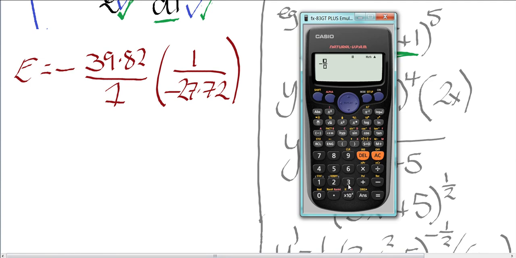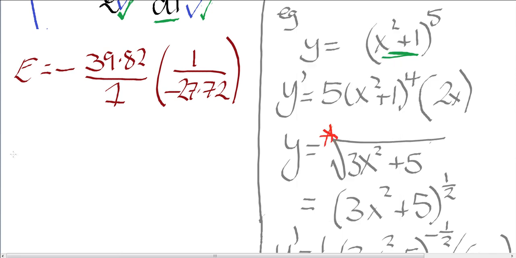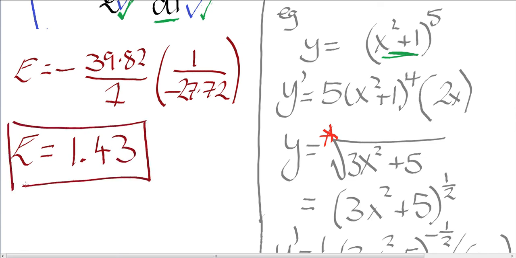So minus fraction 39.82 over 1 by another bracket minus fraction 1 over minus 27.72. It doesn't really matter what way you type that in, we'll just type it as we see it. Close the bracket, equals, get to a decimal place, 1.43. So E equals 1.43. Final answer there.